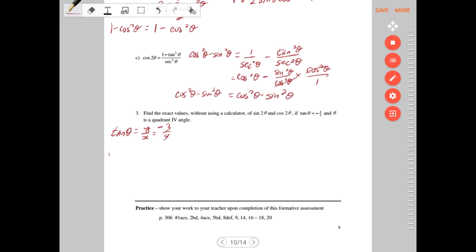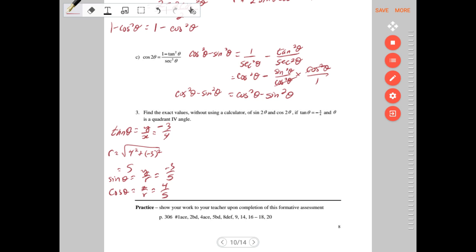This helps us to find the radius, because in order to find sine and cos, we need to know r. So r is equal to the square root of 4 squared plus negative 3 squared. So that's going to give us a radius of 5. Okay, so then sine theta is equal to y over r, which then would be negative 3/5, and cos theta is equal to x over r, which is equal to 4/5.